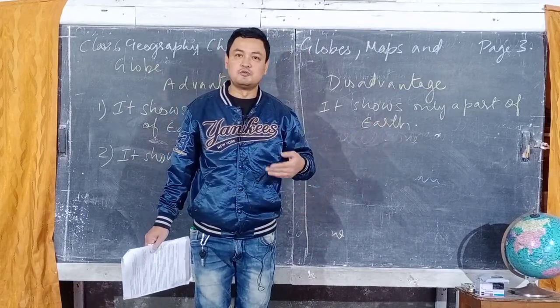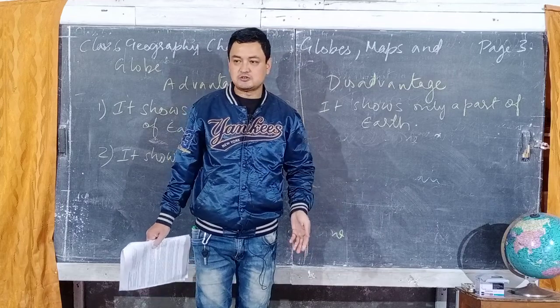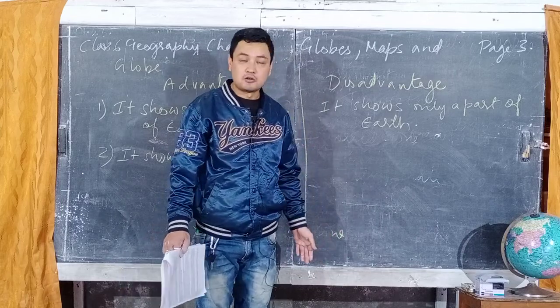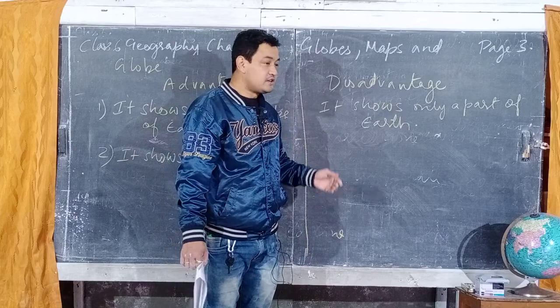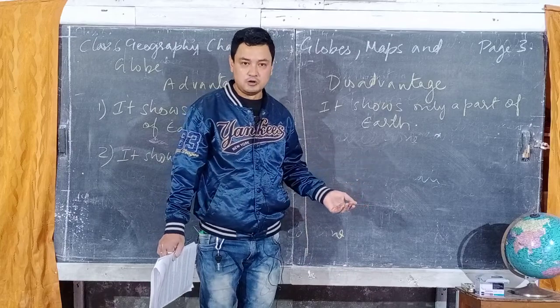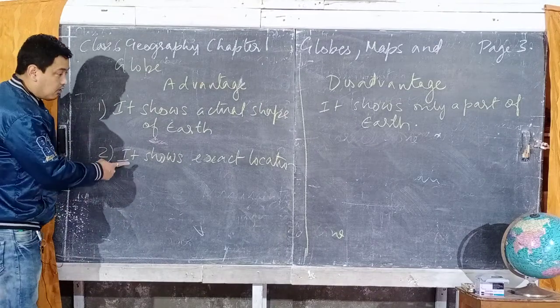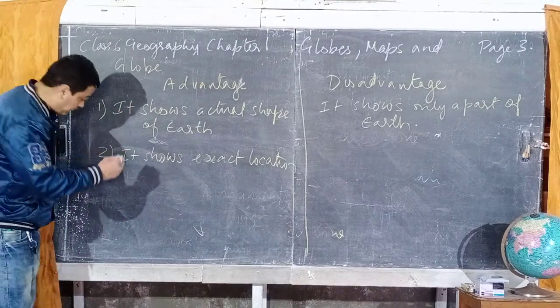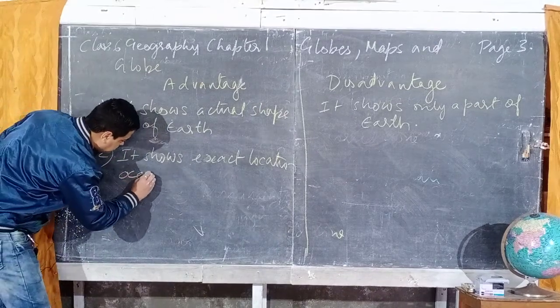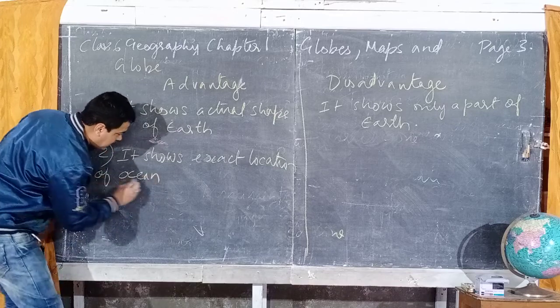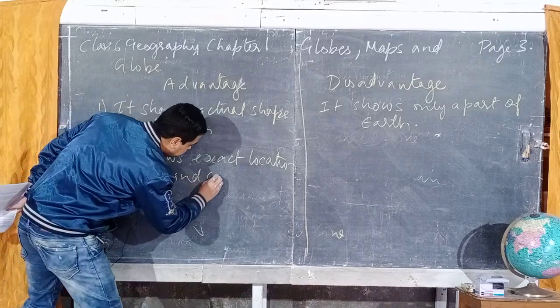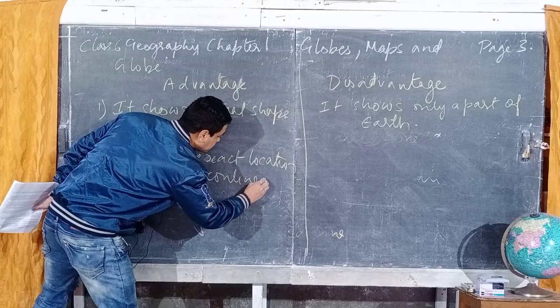It does not show you villages. It does not show you towns in a globe. It is not a detailed map of the world. Are you getting my point? So, a globe shows the exact location of oceans and continents. Where the continents are found, where the oceans are found, it is shown on the globe.